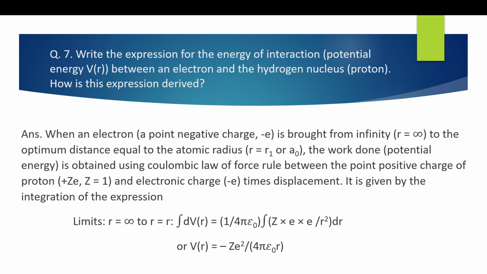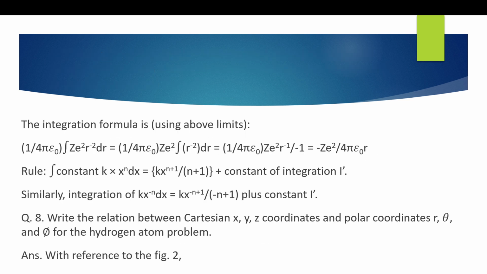By rearranging and integrating, we get the result shown below. For bio students, it may be difficult to understand, therefore I have clarified it. The integration formula is shown below. 1 over 4 pi epsilon 0, because it is a constant taken outside of the integral. Integration z square r power minus 2 dr.